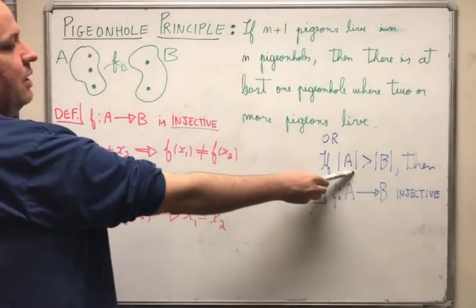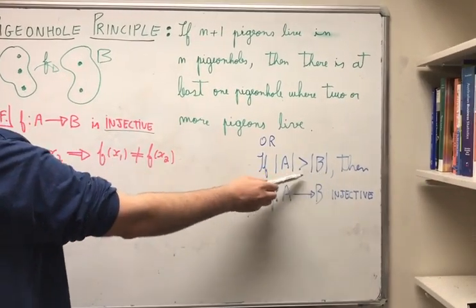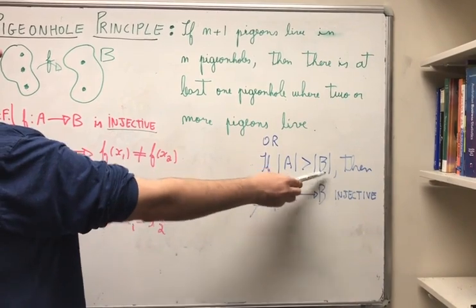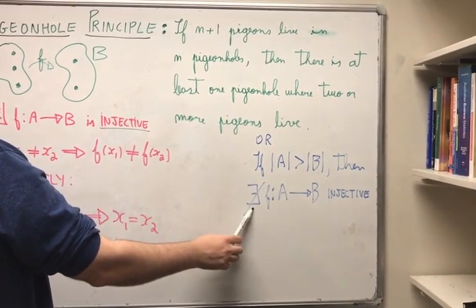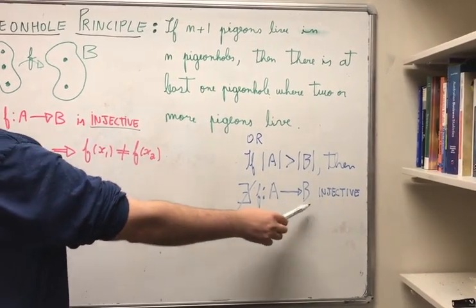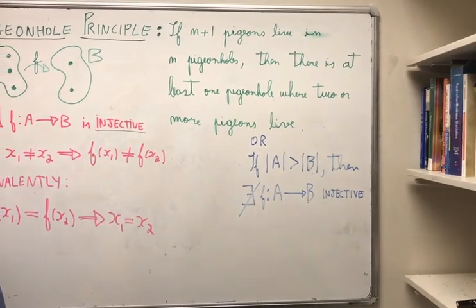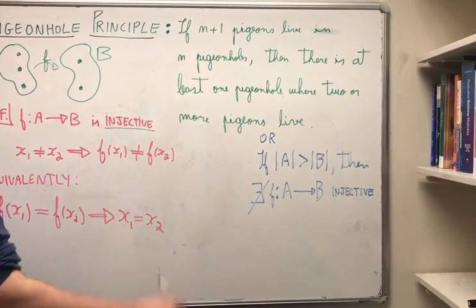So if the cardinality of A is bigger than the cardinality of B, if set A has more elements than set B, there exists no function from A to B that is injective. That's the pigeonhole principle in more technical terms.